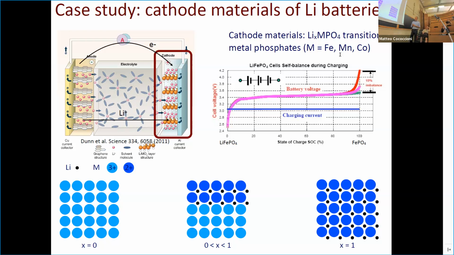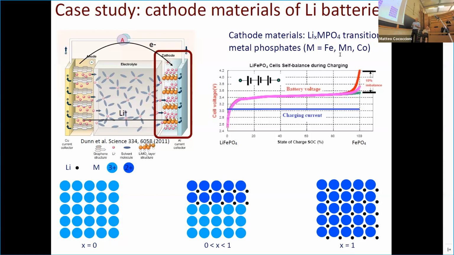That also means this is prohibitive to simulate ab initio, because we would need a huge cell and you would get into trouble with periodic codes. It's a major challenge.